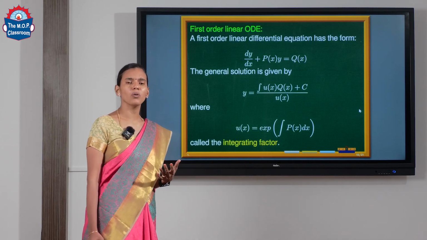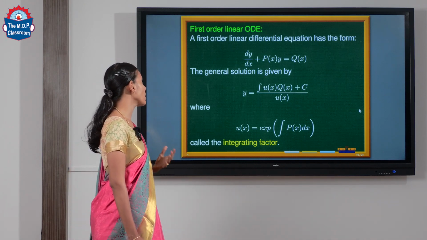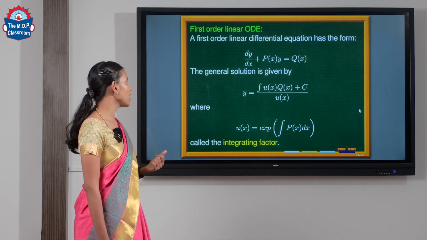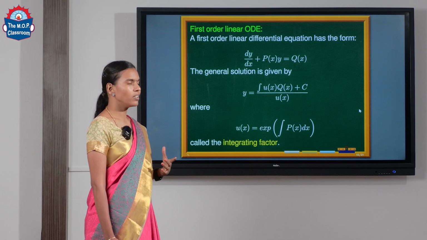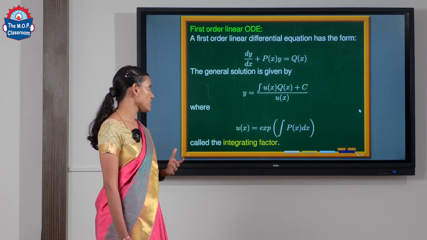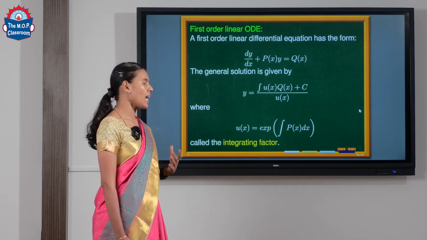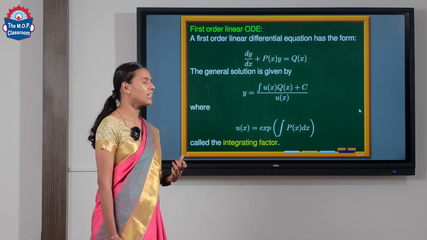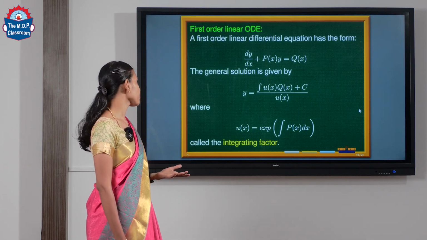So now I will be discussing two types of ordinary differential equations and how we solve them. The first type is the first order linear ordinary differential equation. When we have a differential equation of the form dy by dx plus p y is equal to q of x, this can be solved and the general solution is given by y is equal to integral u of x q of x dx plus a constant, divided by u of x. So what is u of x? u of x is the exponential of integral p dx. This particular factor is called an integrating factor and we will see an example of how we solve this type of first order linear ODE.